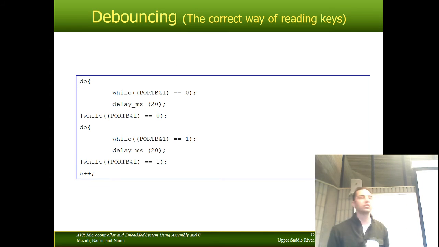Dealing with bounce isn't all that hard. The first time, this right here is waiting for while something is 0. Sit there and do nothing. Once it becomes 1, it delays and waits while it is 0. Here, this waits while it's 1.